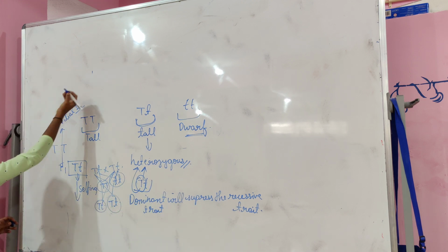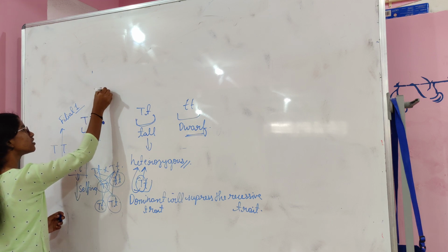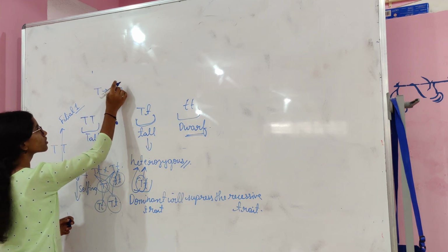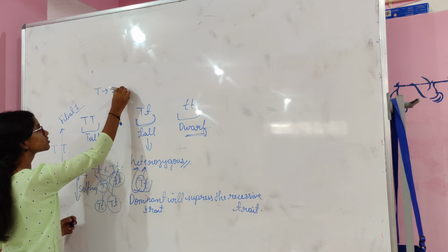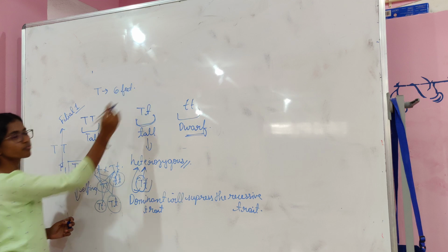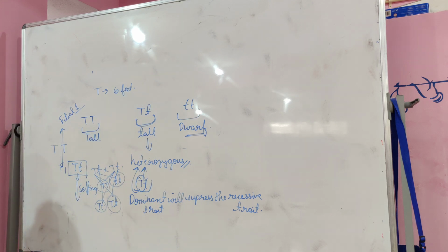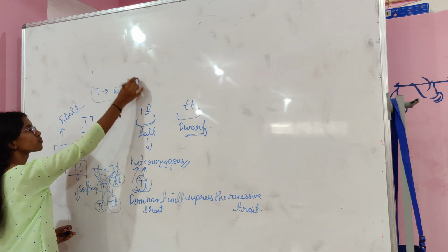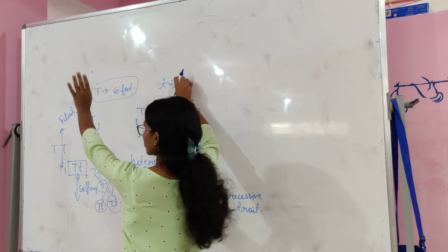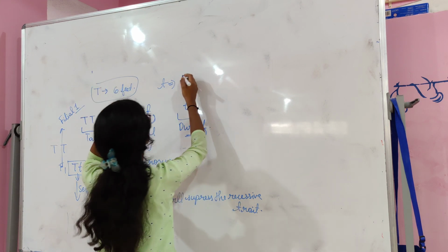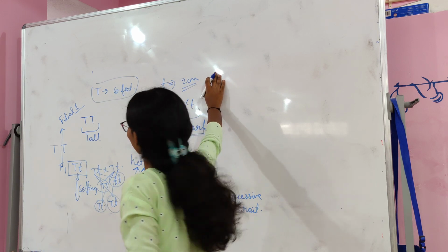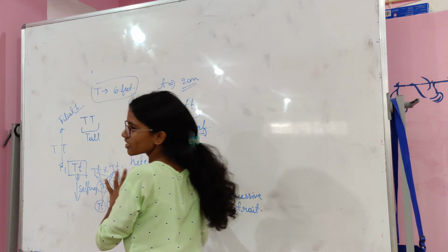See, suppose a tree was 6 feet tall. Okay, that is the dominant one. And a small dwarf tree of the same species was, suppose, 2 centimeters. I'm just giving you an example. Okay, 2 centimeters. This is a hypothetical situation.